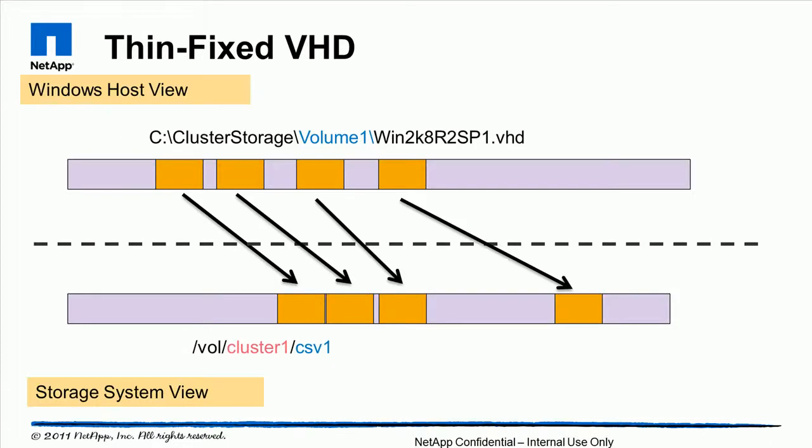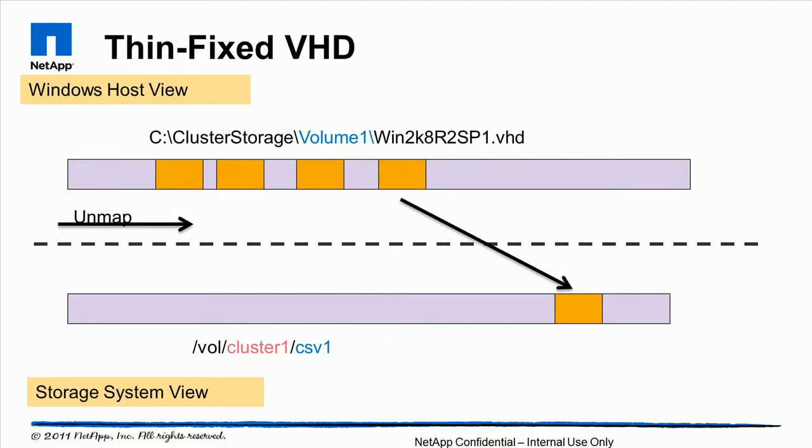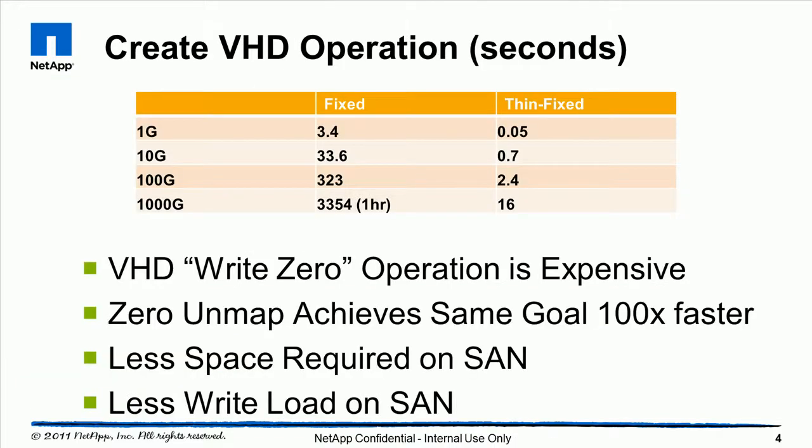So let's take a look at what actually happens under the covers. Normally what happens when you create a VHD file is that the SAN creates mappings between the Windows blocks and the underlying SAN WAFL blocks. So what we do is we simply run an unmap command for every one of those connections. And so in effect what's happening is that you don't use any space on the back-end SAN. So you can see that this is extremely space efficient.